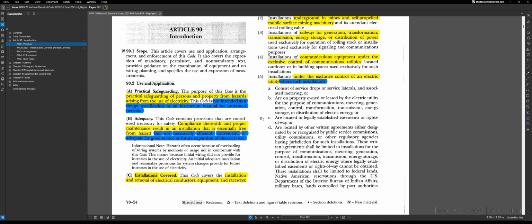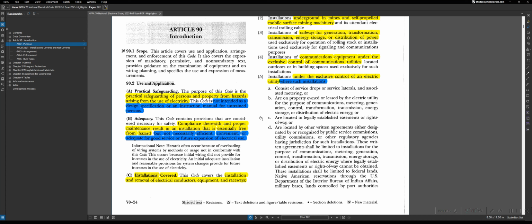The purpose of this code is the practical safeguarding of persons and property from hazards arising from the use of electricity. Period. In other words, the entire intent of the NEC is simply to protect people and property from harm, specifically from the result of using electricity. There's no other reason for its existence. It's not meant to serve any other kind of purpose other than just to protect people and property.